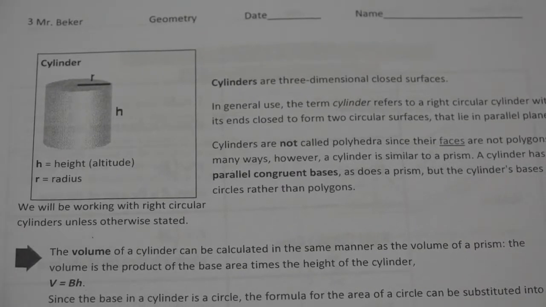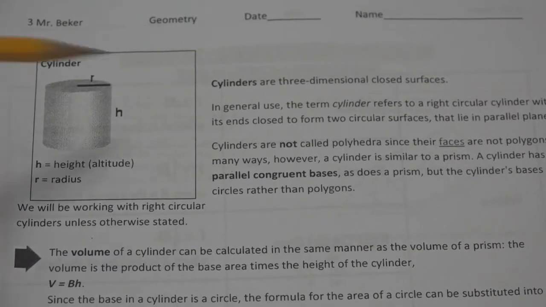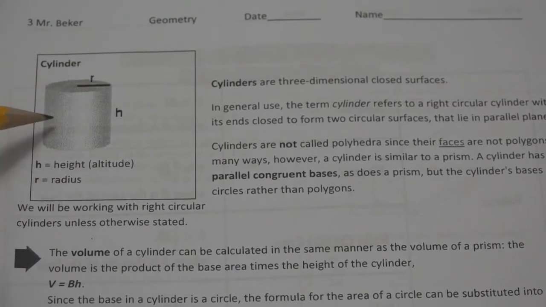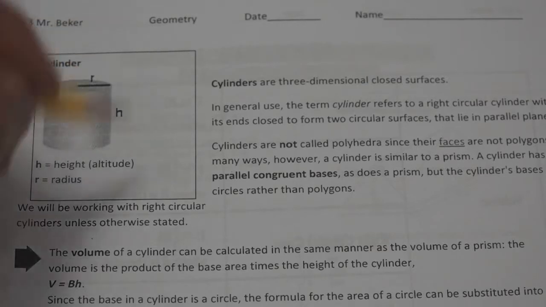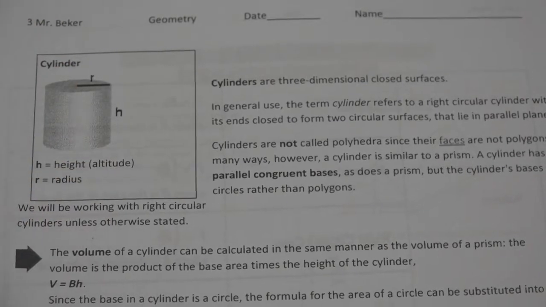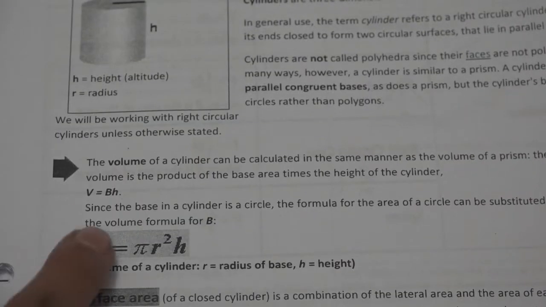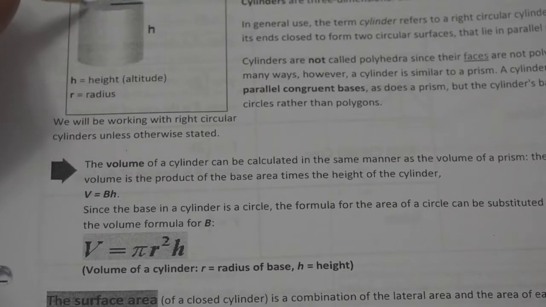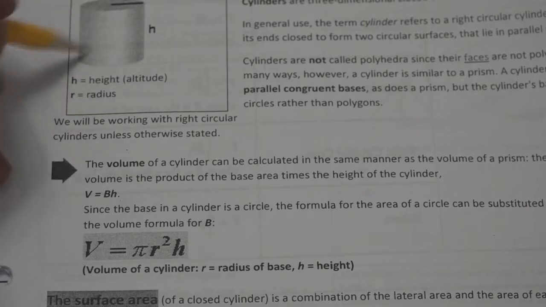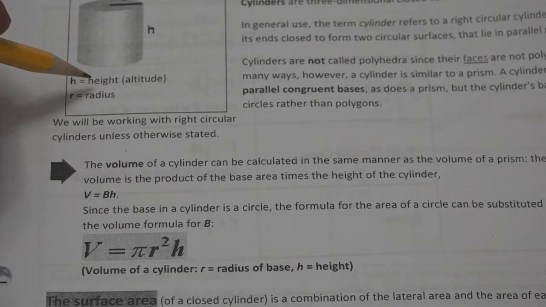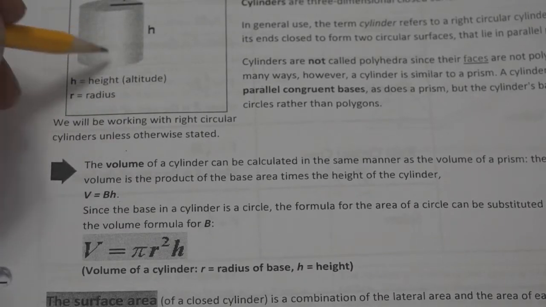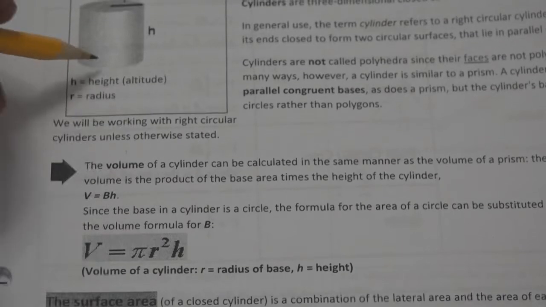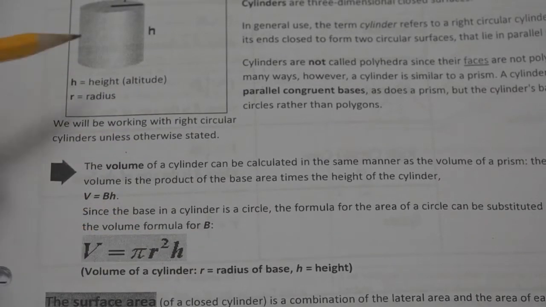All right, let's talk about the cylinder. Now notice something. We've been talking about volume. The volume of the cylinder is still the area of the base times the height. The thing is that the area of the base is a circle, so you have to find the area of the circle, and then you have to multiply it by the height.